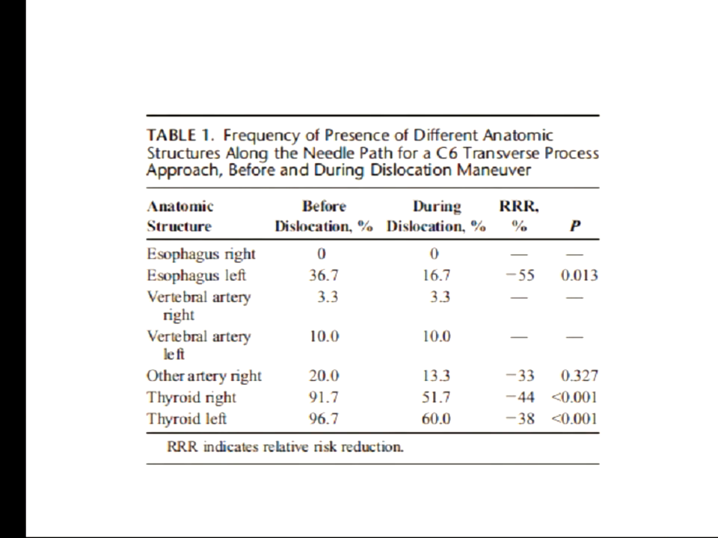Vertebral artery is exposed at the level of C6. This is at C6. In 10% on the left or just 3% on the right. There are other arteries, and this is more important. 20%, 1 out of 5 patients. There was an artery or a vessel.